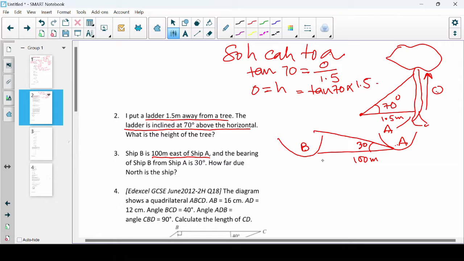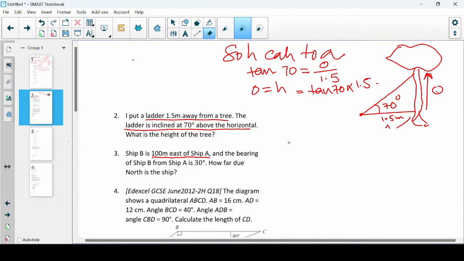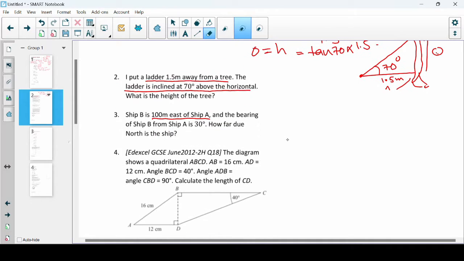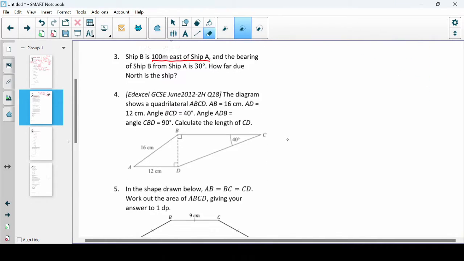The bearing from A to B is 30, and how far due north is the ship? So the ship is how far due north? So this is again the opposite you have to find. Just visualize the situation and then apply your knowledge.